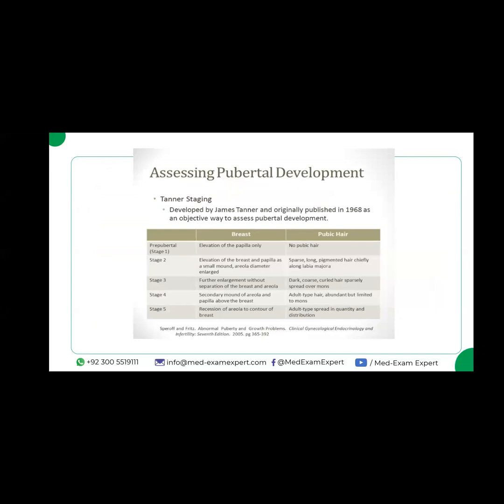So how do we assess pubertal development? Pubertal development is basically assessed by Tanner staging. Tanner staging was developed by Sir James Tanner and originally published in 1968 as an objective way to assess pubertal development.